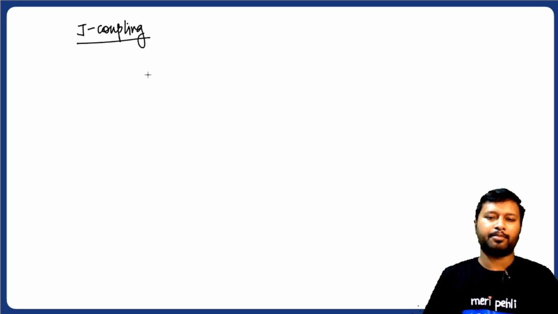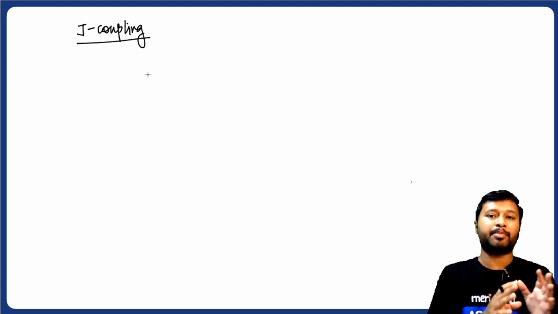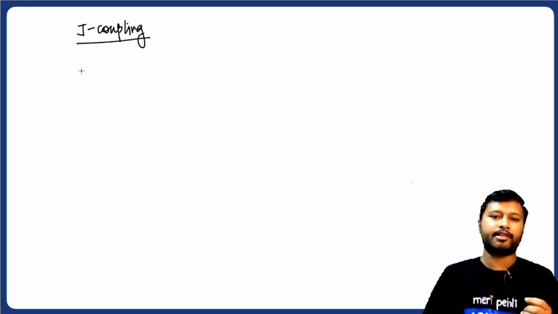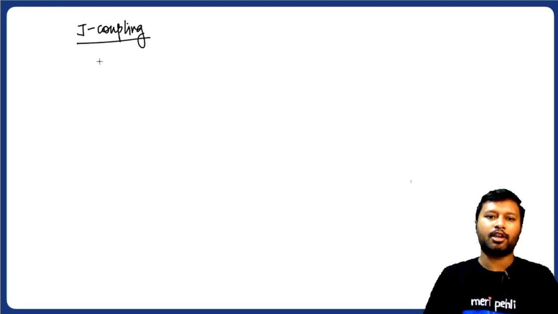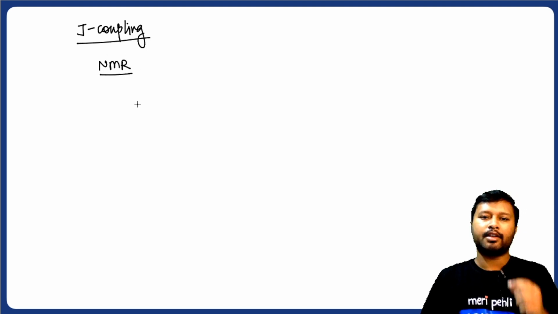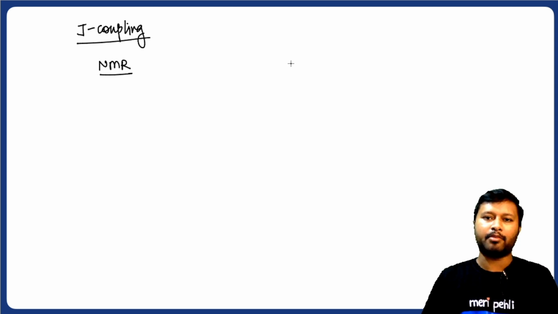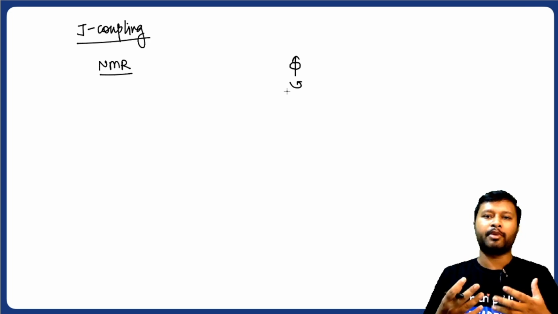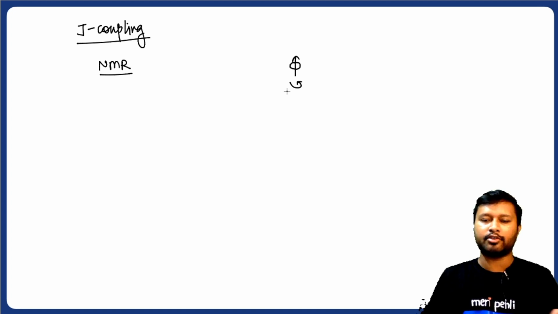Let's talk about J coupling. It has various different definitions. It depends on what perspective you are studying J coupling from. But in NMR spectroscopy, we all know that the only thing we are measuring is the spin of the nucleus, the nuclear spin. The nuclei are going into a particular spin, and you are trying to perturb their spin, and that's what you are measuring in the instrument.